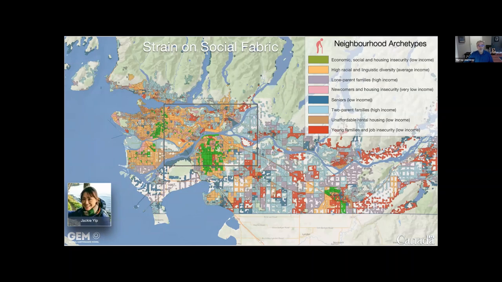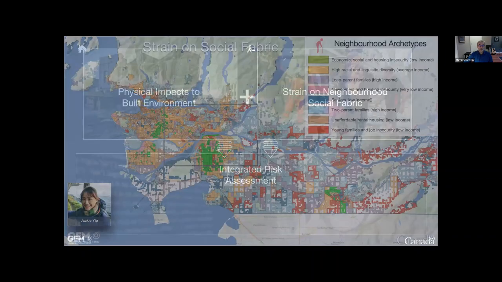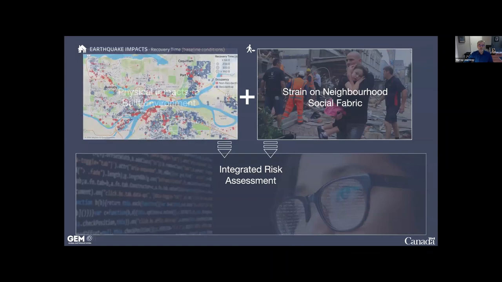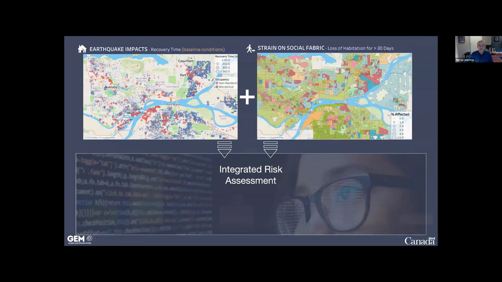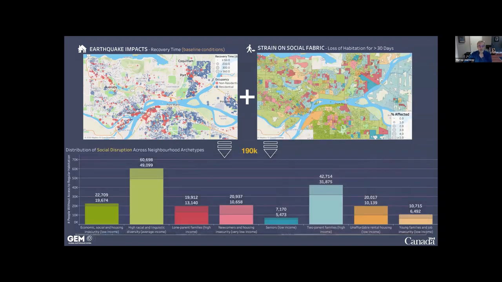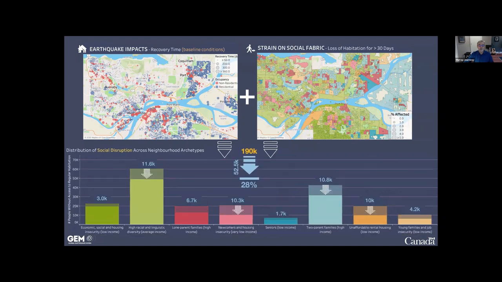Our social vulnerability and community archetype work is led by my colleague Jackie Yip, who's been exploring the use of machine learning to develop a different way of looking at social vulnerability through neighborhood archetypes. And we use a blend of the physical impacts, so the outputs of our risk models, with these neighborhood archetypes to generate what we're calling integrated risk profiles, which look at how the burden of risk is shared across these different neighborhoods, both for baseline conditions, and also if we were to invest in seismic retrofit policies.